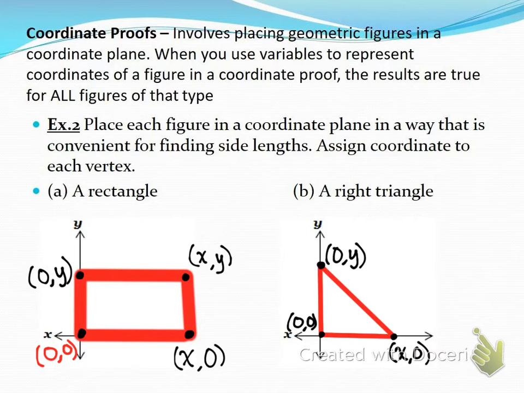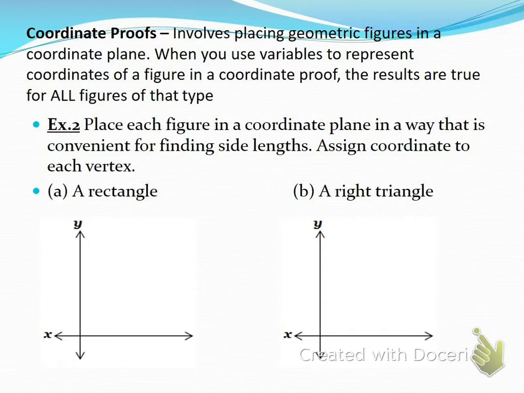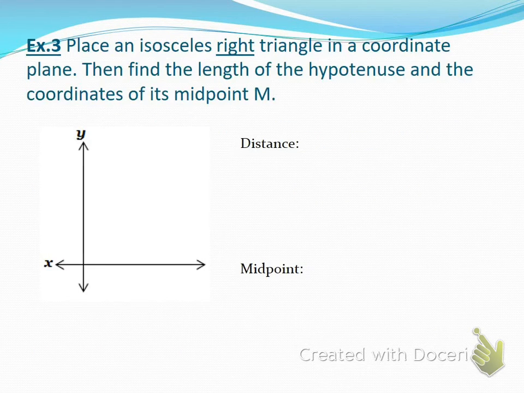Questions, concerns? Okay, so let's try to do this. Place an isosceles right triangle in a coordinate plane. Find the length of the hypotenuse and the coordinates of its midpoint.